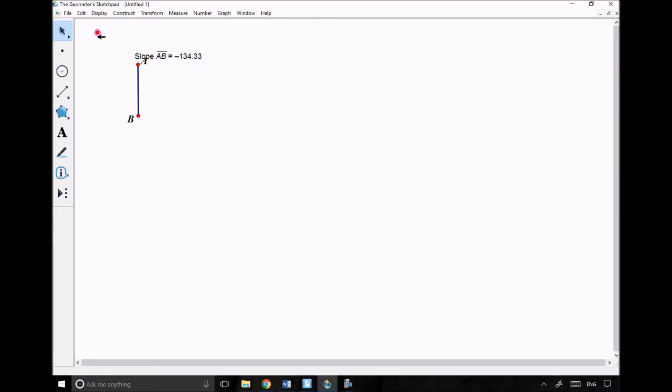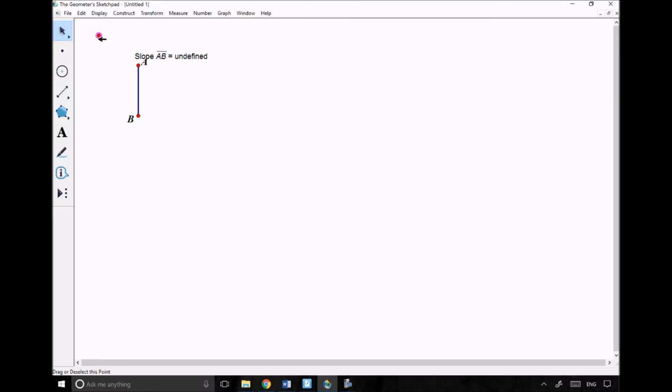Okay, and if I keep going, I get to a point where I see this phrase right here, which is really important, and that phrase is undefined. So notice this is 396, now it's undefined. When I have a vertical line right here, this line is perfectly vertical, my slope is going to be undefined.